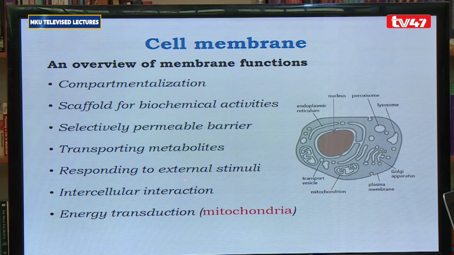Then we said also it has receptors, therefore it acts as a way that the cell can respond to external stimuli. So the membrane can help the cell respond to external stimuli through the receptors that it has. It also allows for intercellular interaction, whereby the membrane of one cell is attached to the membrane of the next cell, particularly in multicellular organisms.